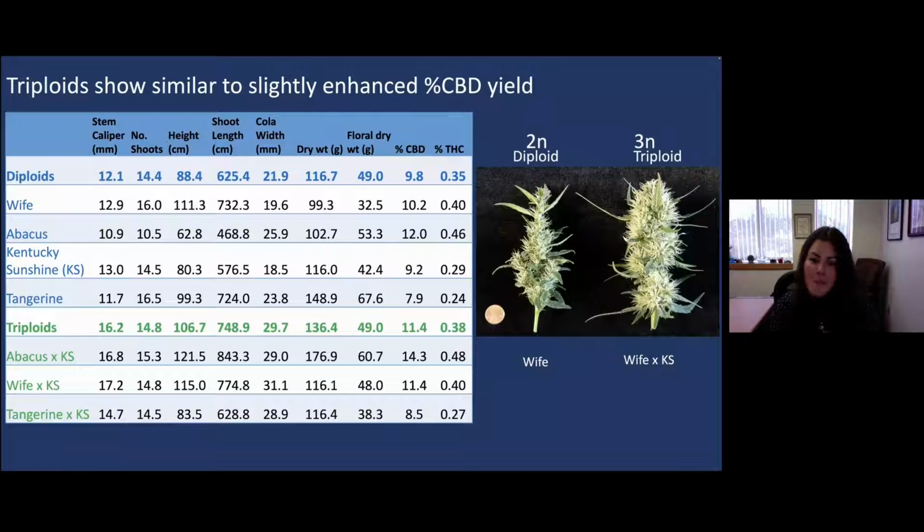So perhaps slightly enhanced CBD. Our tetraploids have been bigger, chunkier looking plants. And I think some of those traits will be significant. But we are still doing this work, which will be based on the culmination of several greenhouse experiments and field work too. All right, so that's what I have to say, and I'm happy to answer any questions, time permitting.